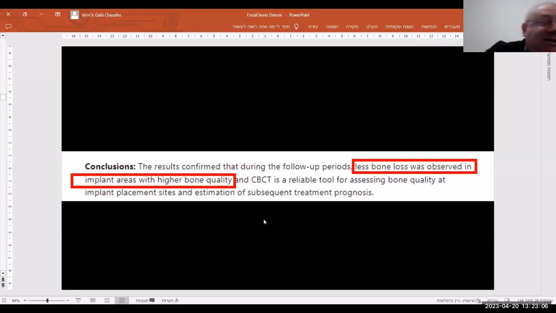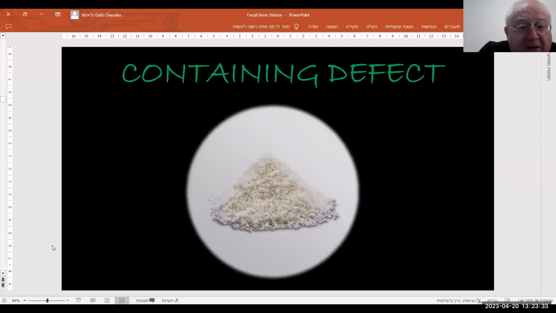So actually, we cannot say for sure that increased bone thickness and increased bone density will definitely give us a better aesthetic result. But definitely, most clinicians will like to have at least 2 to 4 millimeters of bone buccal to the implant. Of course, it is not an absolute demand, but a preferable demand.